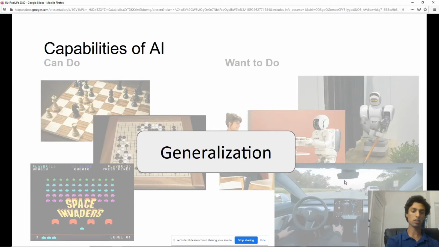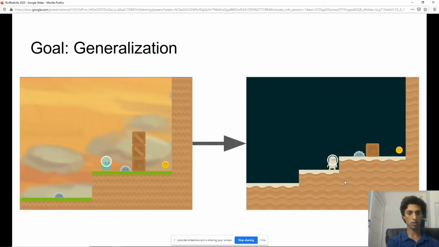So the difference between these two is generalization. All of the tasks that I've presented that we want to do are not individual tasks. It's not play this one game. It's not clean this one house. It's not drive on this one highway. It's drive on any highway, anywhere in any country, versus playing only Space Invaders. And so generalization is the challenge that we're facing right now.